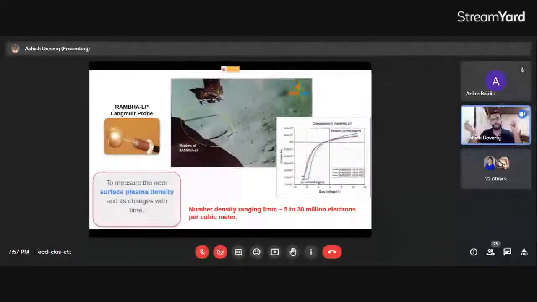which is very low when compared to Earth, because Earth has a magnetic field, which protects us from all this high density plasma coming in. But since the Moon does not have that, it is actually reaching the surface. But what the initial measurements are giving is that this is a very low density plasma, and only 5 to 30 million electrons per cubic meter is measured. So these are initial results. We need further checks on this to confirm all the results.